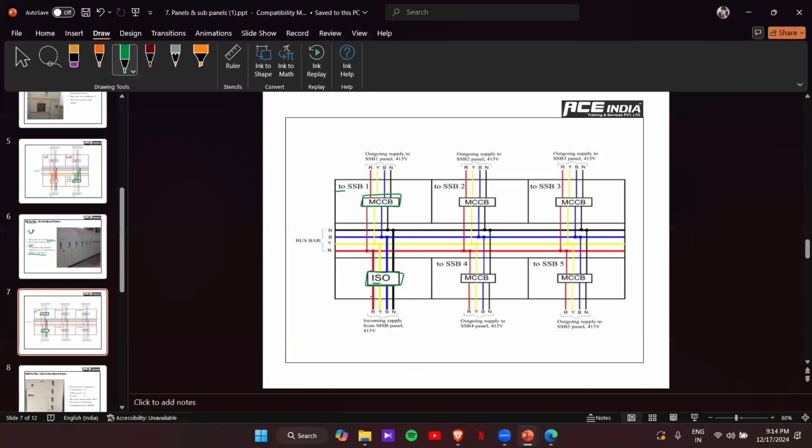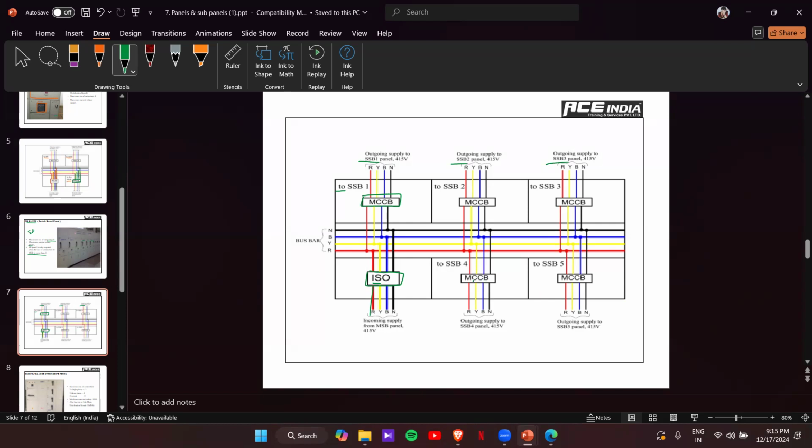So here in the SB panel, the incomer is an isolator. Here again, three-phase incoming. The phase incoming is connected to the busbar chamber. From the busbar chamber, each phase outgoing is given to a 4-pole MCCB. From the 4-pole MCCB again, you can take SSB1, SSB2, SSB3. Five SSB outgoings are taken from this particular SB panel. Okay.